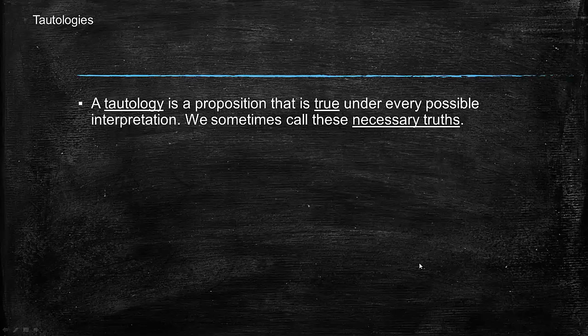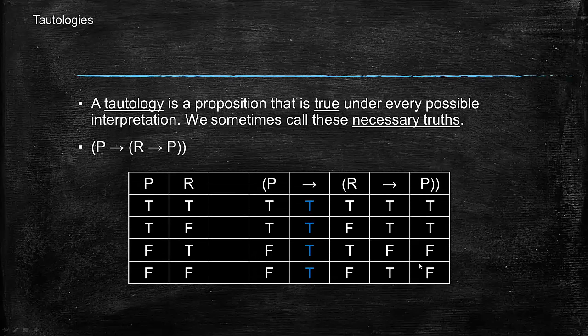All right, so a tautology is a proposition that is true not once but always. It's true under every possible interpretation. We sometimes call these necessary truths. They are necessarily true. So if you look at a proposition like if P, then if R, then P, it might not be obvious that this is necessarily true, but the truth table shows that it is.